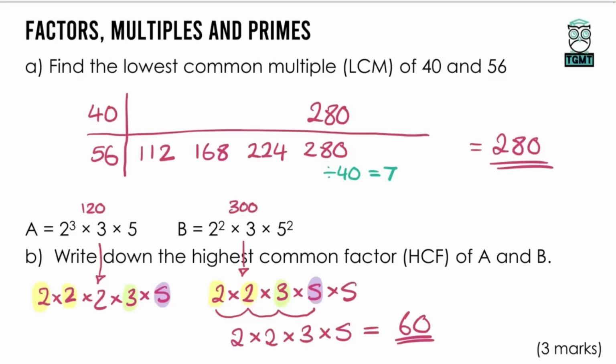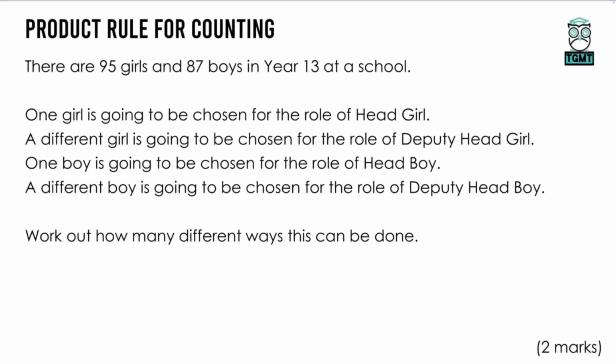So there we go, we've just found that 60 is the highest common factor of 120 and 300. And of course, if you're not given the numbers in prime factor form, you can write down the factor pairs and identify which is the highest, or of course, you could actually turn them into prime factor form and then use this method as well. So looking at some product rule for counting.